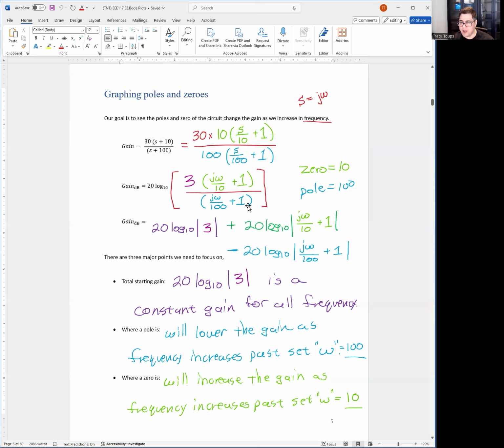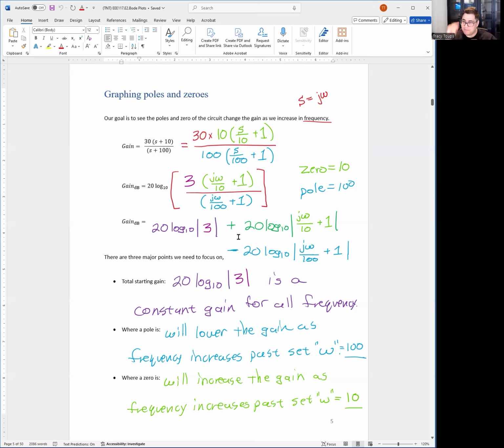The third, the pole in the bottom, notice, is underneath the division sign. So if you remember from somewhere in middle school math, when you take the log of a denominator, you subtract the answer. So everything on top in the numerator is added, everything on the bottom is subtracted. So we're going to subtract 20 log base 10 of |jω/100 + 1|, or the pole. So you notice the top stuff in the numerator will add to the gain and make it bigger, and the denominator will make it smaller because we're subtracting the gain.